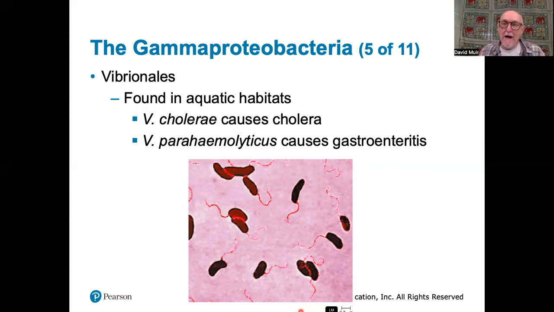Vibrio cholerae is the causative agent of the disease of cholera. And cholera used to be regarded as being a plague organism.